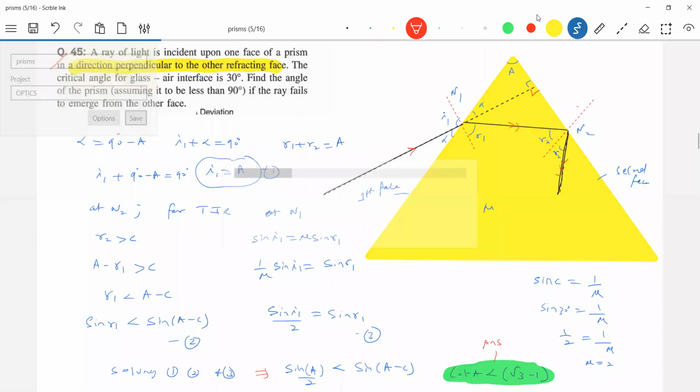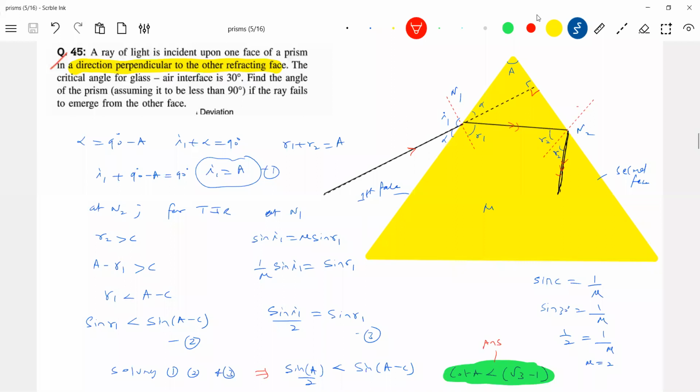If you can just understand the trick or the method, the prism concept you can manage. That's what I feel.